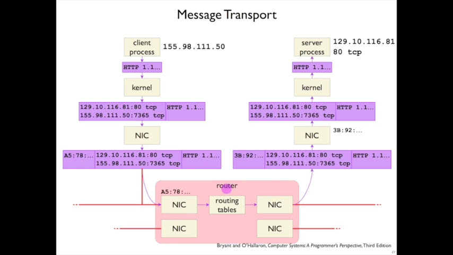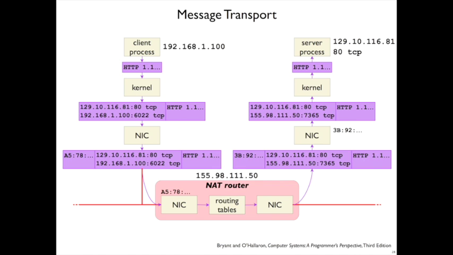This router in between these two networks has the possibility of thinking of different addresses on either side of it. And in particular, in your home network, you probably have a NAT router that sits between your home machines and the rest of the world. With a NAT router, your client process thinks your machine has some address, maybe 192.168.100, and that goes out to your home router, where it not only knows where it should go to get to 129.10.116.81, it knows go out of the house, but as it sends that through to the other network, it also has the opportunity to update the header.